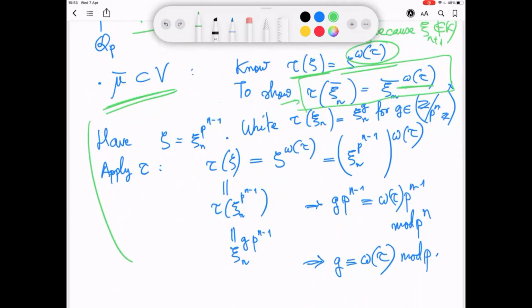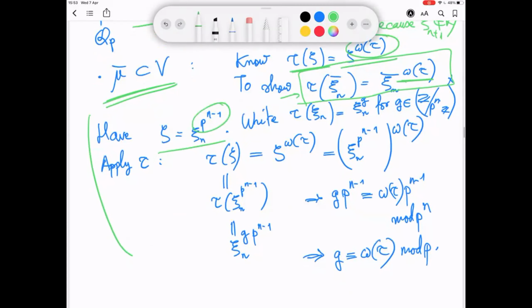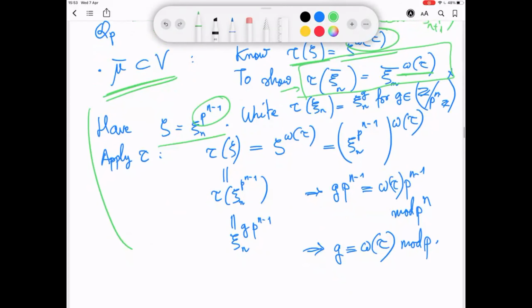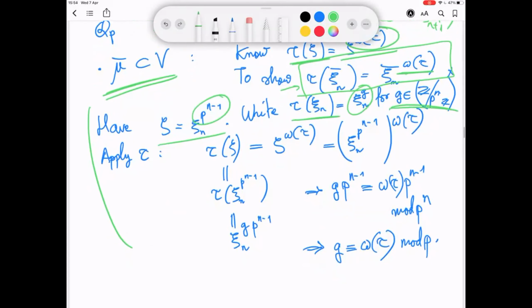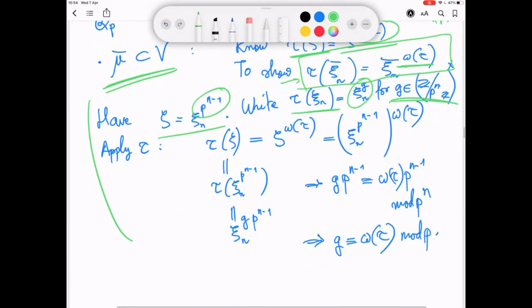Okay, so what is zeta? Zeta is psi n to the power p to the n minus 1. So tau of psi n, let's write it as psi n to the power g, and this g is some integer which is determined uniquely modulo p to the n, and it's prime to p. It's determined uniquely modulo p to the n because psi n is a primitive p to the nth root of unity.